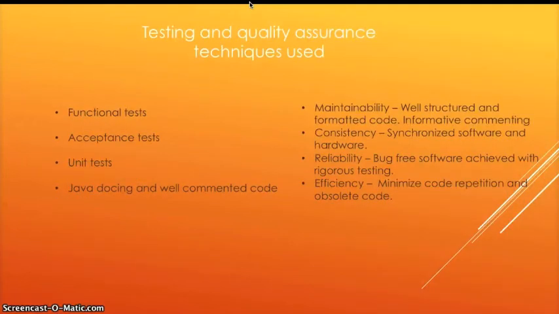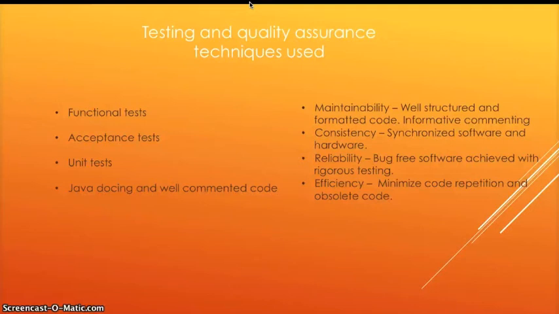These are some of the quality assurance techniques that we use. We use maintainability, consistency, reliability, and efficiency. We achieved this through deleting repetitive code and obsolete code. We also had functional acceptance and unit tests to maintain reliability and bug-free software. We also used consistent software and hardware when it came to development to keep the code consistent. We also used well-structured and formatted code.